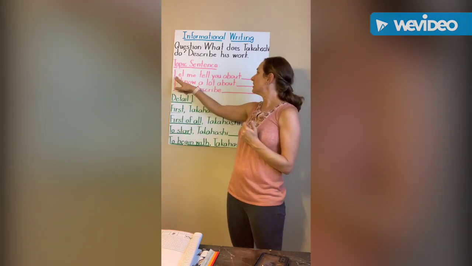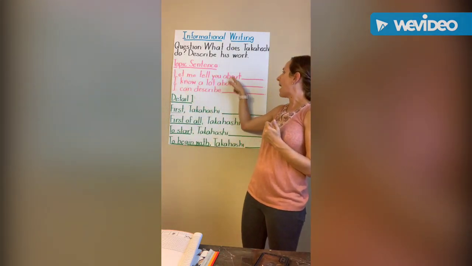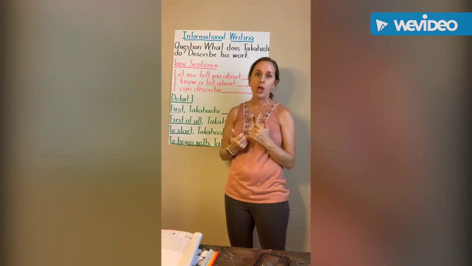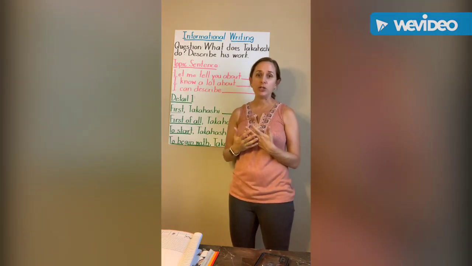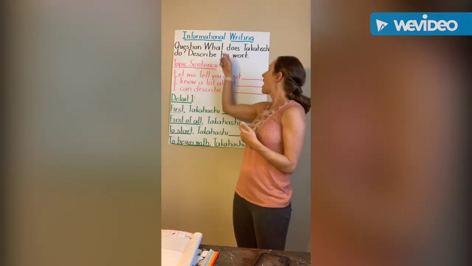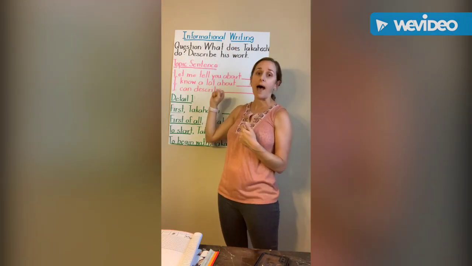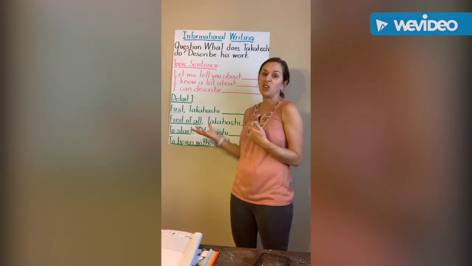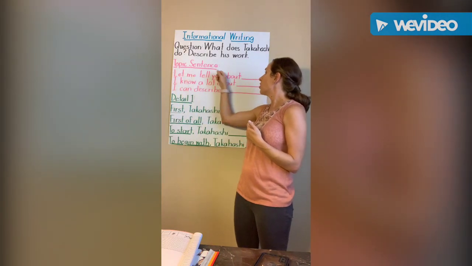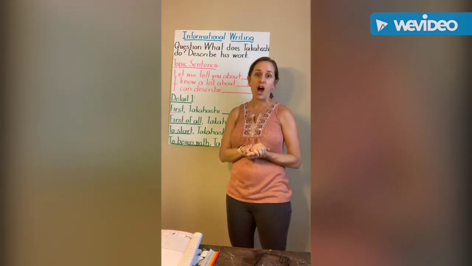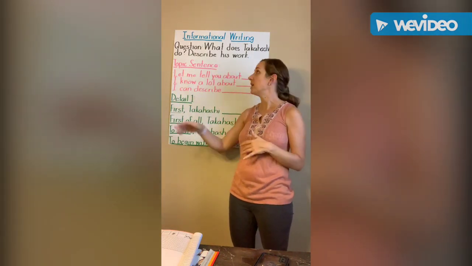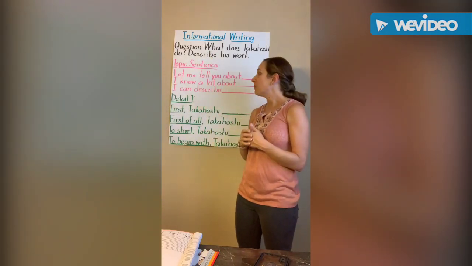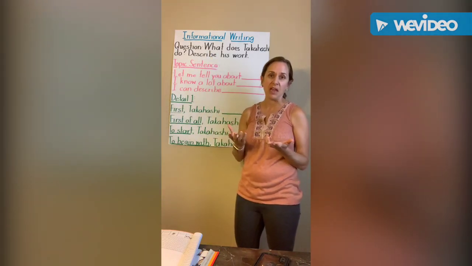So the first one says, let me tell you about, and then there's a blank. So in that blank space, that's where students are going to think, what am I writing about today? Oh, that's right. I'm writing about what Takahashi does. What is he known for? So their sentence could say something like, let me tell you about the things Takahashi does, because that would be addressing the question. But they could also word it a little bit differently if they'd like to.